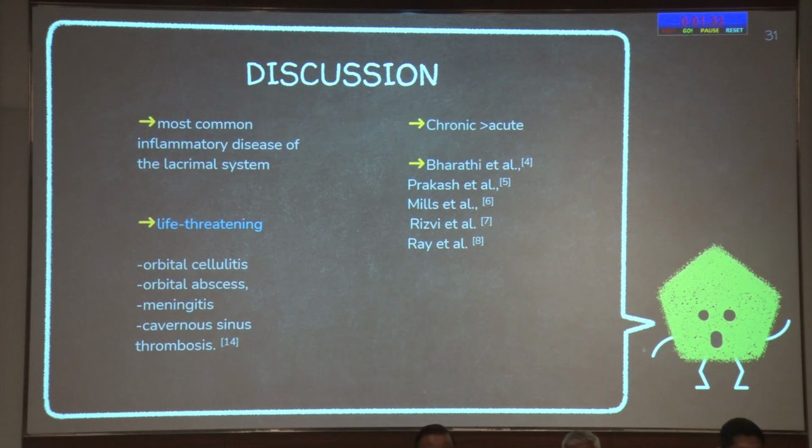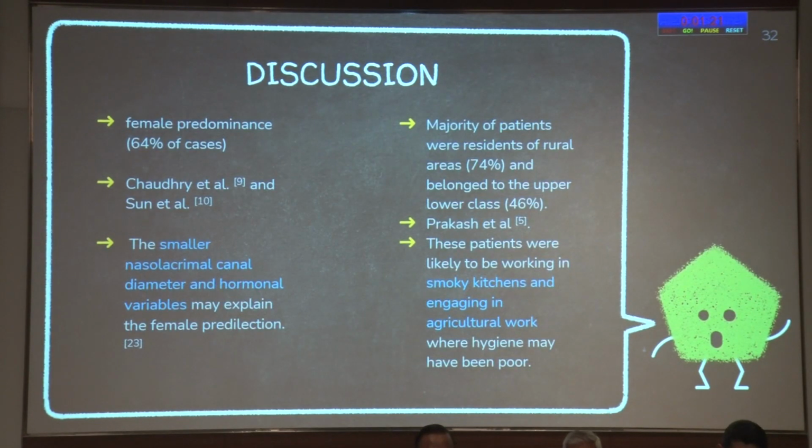Since dacryocystitis can be life-threatening, it can cause orbital cellulitis, orbital abscess, meningitis, and cavernous sinus thrombosis. Hence, it is so important to treat it properly. The female predominance was because of the smaller nasolacrimal canal diameter and hormonal variables.